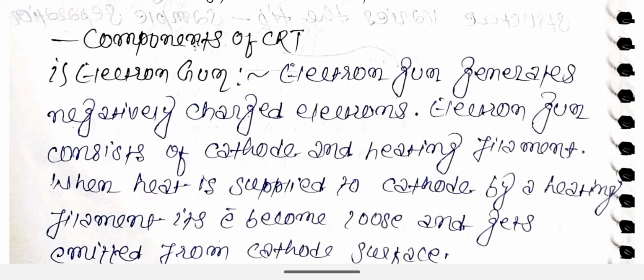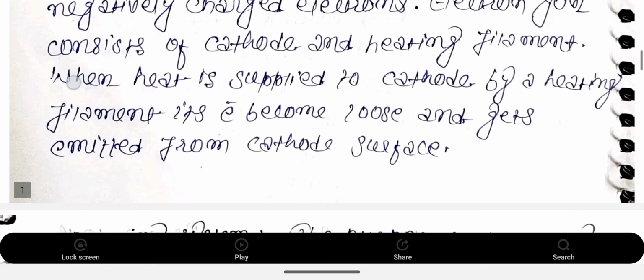Components of CRT. Electron gun. Electron gun generates negatively charged electrons. Electron gun consists of a cathode and a heating filament. When heat is supplied to the cathode by the heating filament, its electrons become loose and get emitted from the cathode surface.